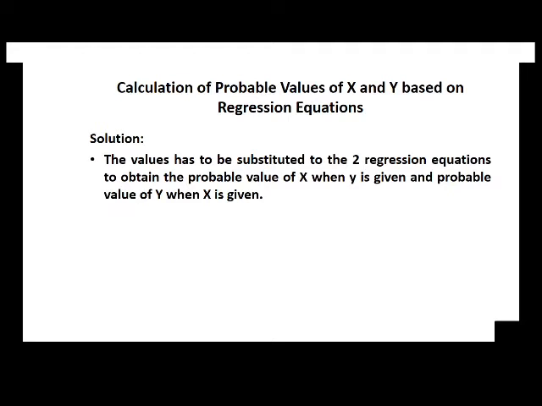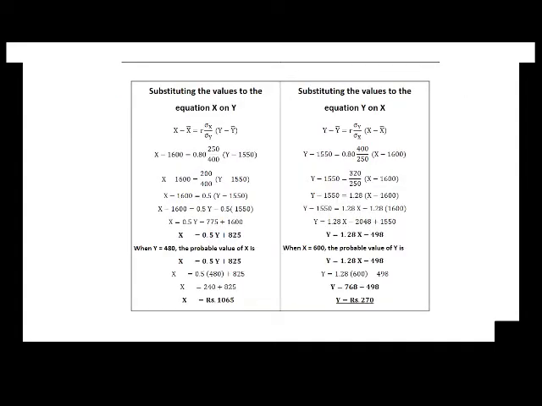So how do we substitute the values into the regression equations to obtain the probable value of x when y is given, and likewise the probable value of y when x is given? First, substituting the values into the x on y equation. The equation is x minus x bar is equal to r times standard deviation of x divided by standard deviation of y, into y minus y bar.